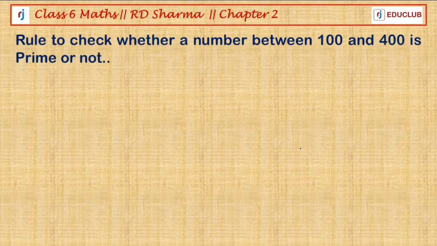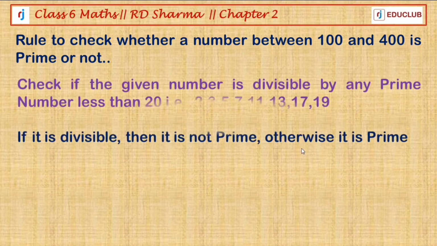Now there is a rule to check whether a number between 100 and 400 is a prime number or not. What is the rule? Check if it is divisible by any prime number less than 20. What are the prime numbers less than 20? 2, 3, 5, 7, 11, 13, 17 and 19. If a number is divisible by any of these prime numbers, then it is not a prime number. Otherwise, it is a prime number.